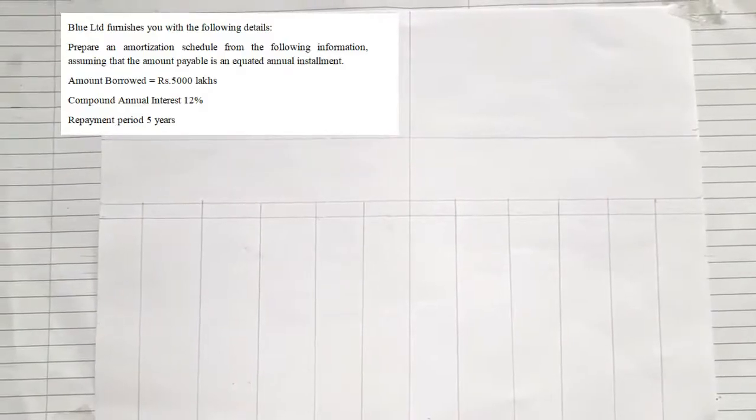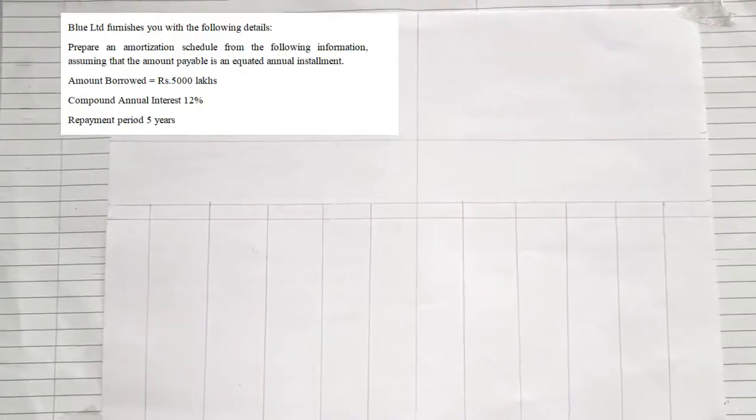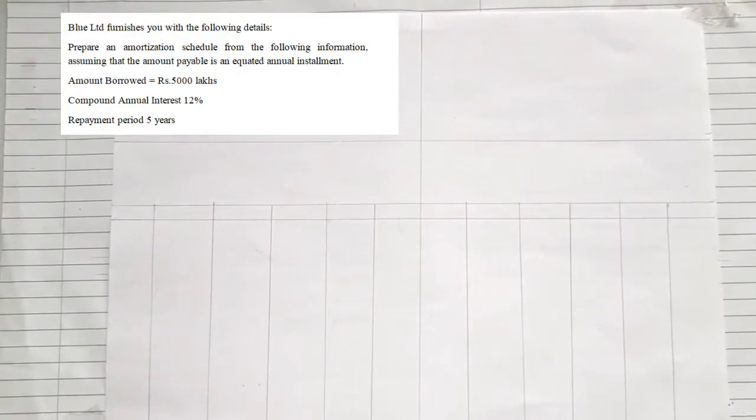Okay, now the third question reads as, the Blue Diamond furnishes you with the following details. The term loan required is 5,000 lakhs. Interest rate is 12%. Tenure of the loan is 5 years, repayable with installment and interest at the end of each year. Okay, and you need to solve as per the amortization schedule, assuming that the amount payable is an equated annual installment.